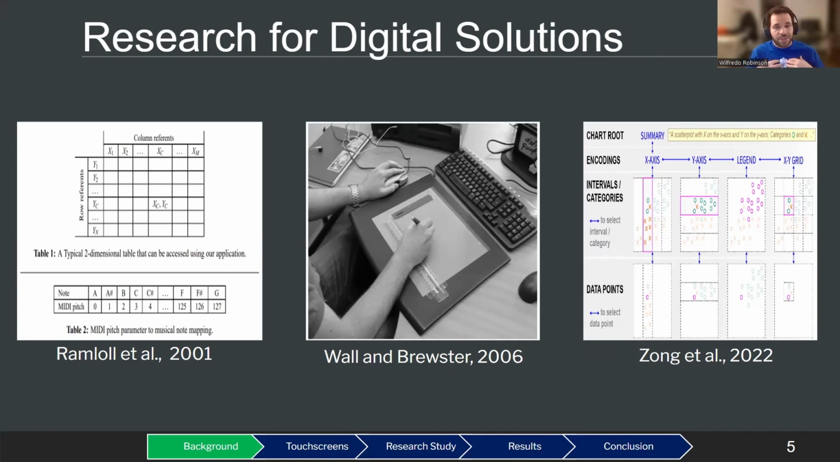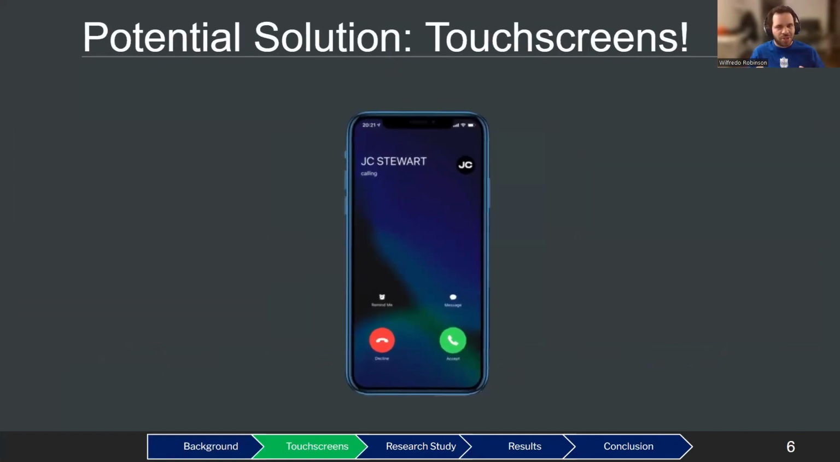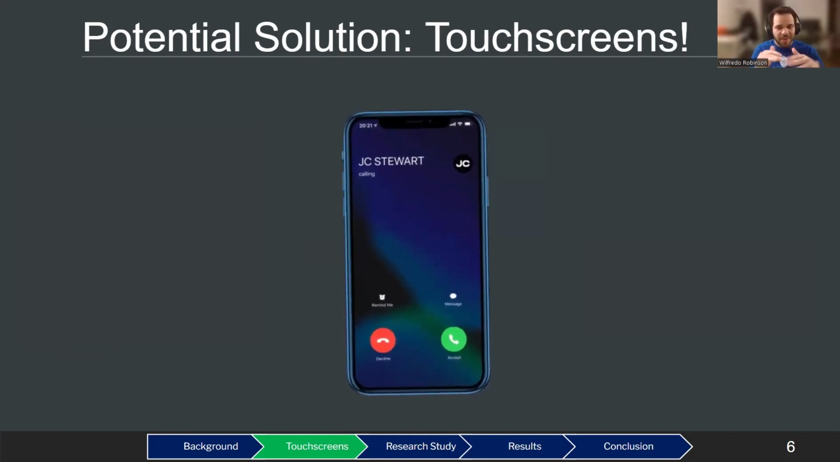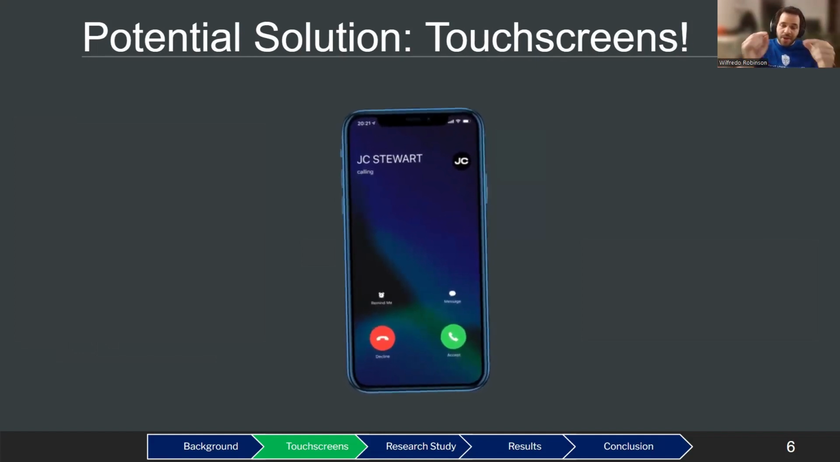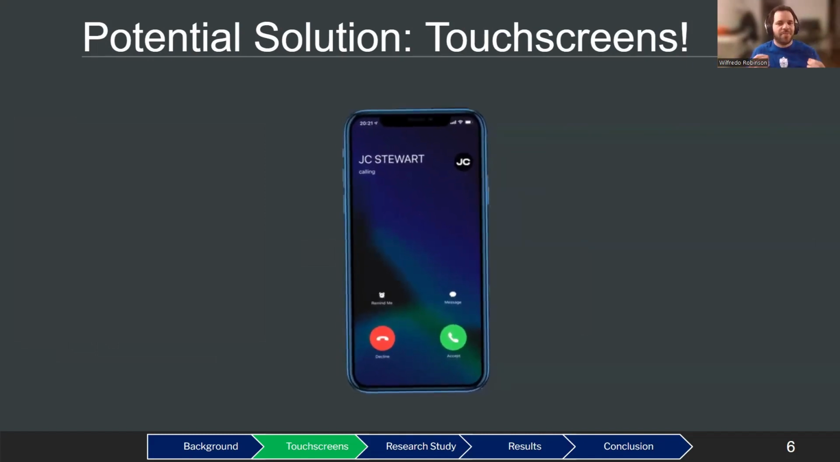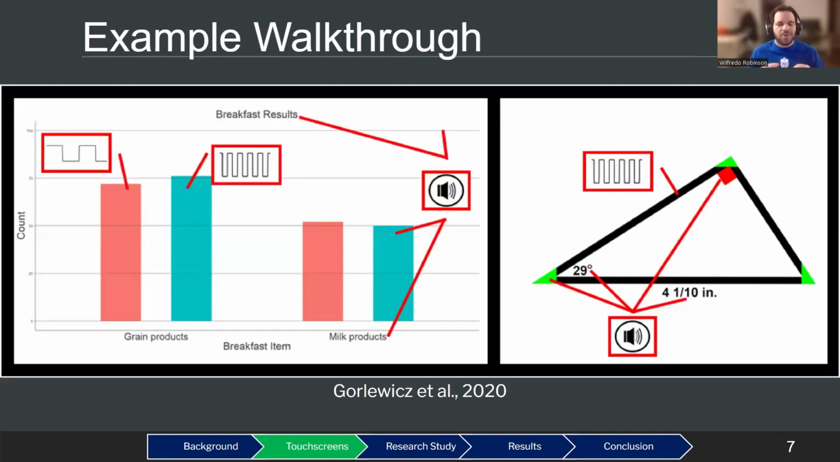So what our research team is trying to do is to reach a middle point by using touchscreens. Touchscreens are very powerful accessibility devices because they can naturally present information in three modalities: visual with the screen, audio with the speakers, and haptics through the use of vibration motors. We are looking for ways to keep the interactivity and finger exploration of physical formats, but use them on a digital device.